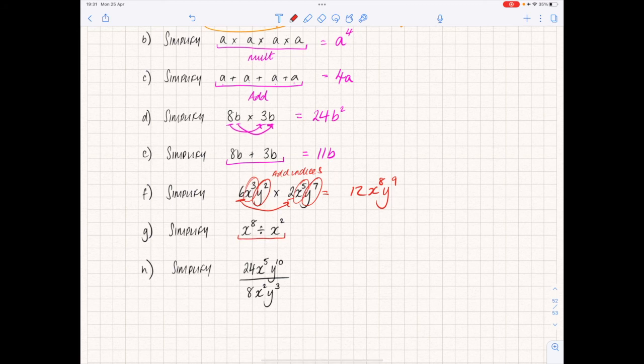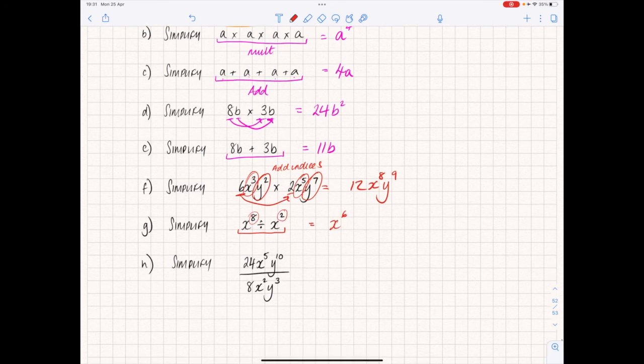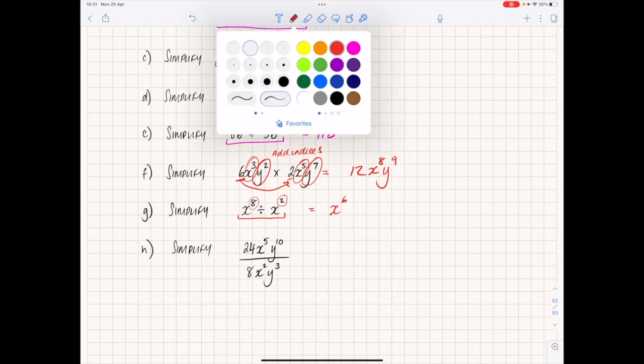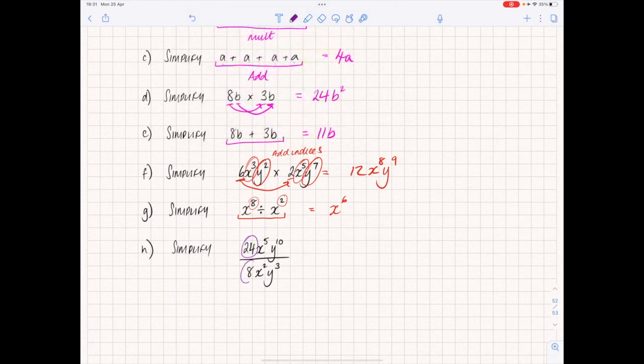When we are dividing, the rule is you subtract. So 8 minus 2 gives you 6. Okay, make sure you don't put 4 there. And the final one, we're combining a few things here. Numbers first, 24 divided by 8 is 3. And now what we're saying is, I'm dividing, remember this line means divide, I'm dividing x to the power of 5 divided by x to the power of 2. Remember what we just did here, if you're dividing you subtract, so you're doing 5 minus 2, which is to the power of 3, and then y to the power of 10, and y to the power of 3 becomes y to the power of 7.